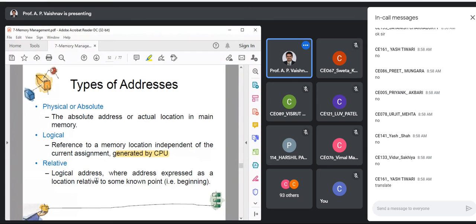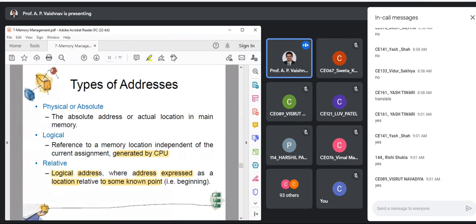Okay. Now what is relative address? Relative is a special type of logical address where the address is expressed as a location relative to some known point. So suppose when you load a process in main memory, will you be knowing the beginning of the process location, or where is the start pointer of that process? I'll repeat my question. When you load a process in main memory, will you be aware of the starting location of your process?